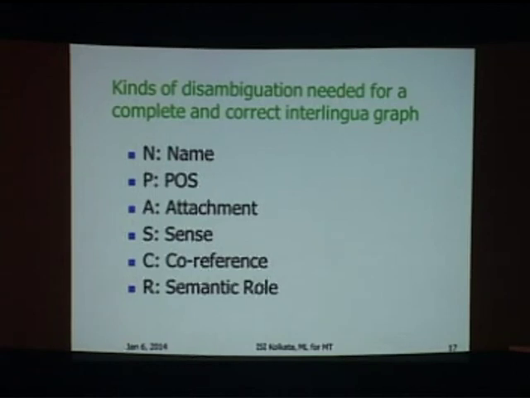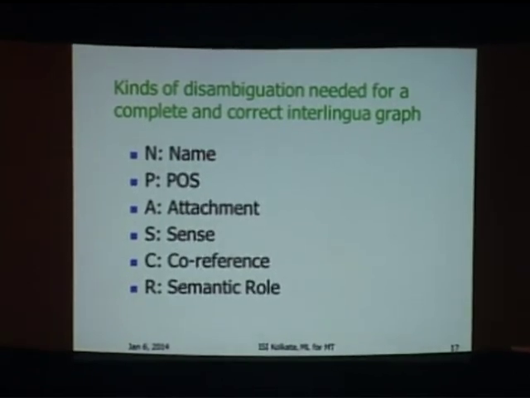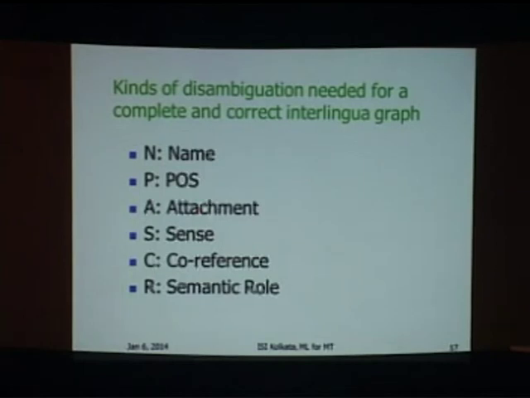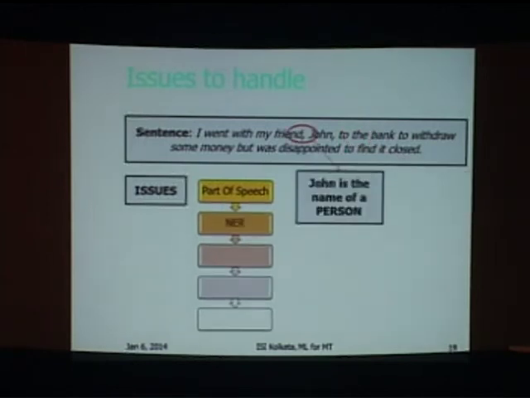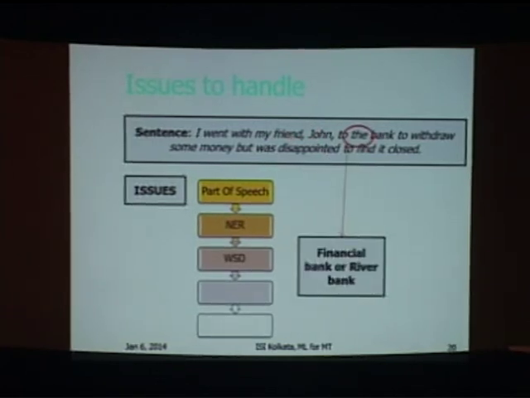This sentence is also metaphorical, because what is implied is not Washington city, but the people of Washington. The kinds of disambiguation needed for a complete and correct interlingual graph are name disambiguation, part-of-speech disambiguation, attachment disambiguation, sense, co-reference, and semantic roles. Here is an example: I went with my friend John to the bank to withdraw some money but was disappointed to find it closed. This bank, is it noun or verb? The first disambiguation. The second disambiguation is about John being the name of a person; John could be the name of a horse also. Then bank is financial bank or river bank.